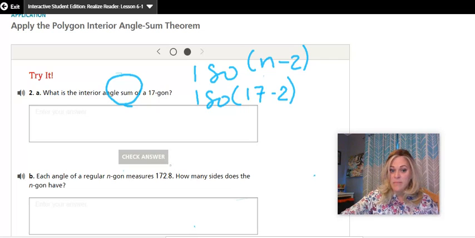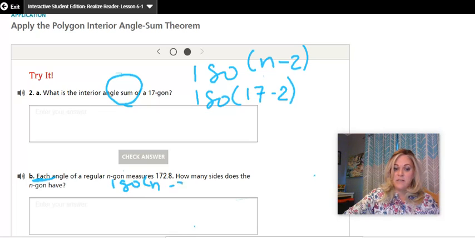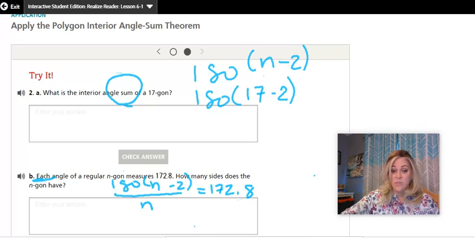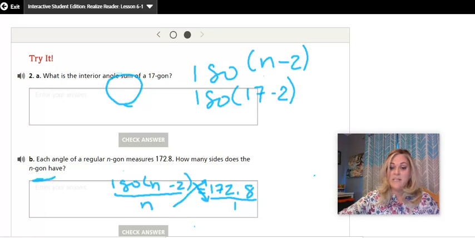The bottom one: each angle of a regular n-gon measures this. Okay, this is a little bit more complicated. It's giving you the answer, and it says each. So think of the formula: 180 times (n minus 2), divided by n, so that's the each, equals 172.8. We need to solve for n. So what I would do is take this, put it over 1, and cross multiply, solve for n. And when you do find n, check your answer.